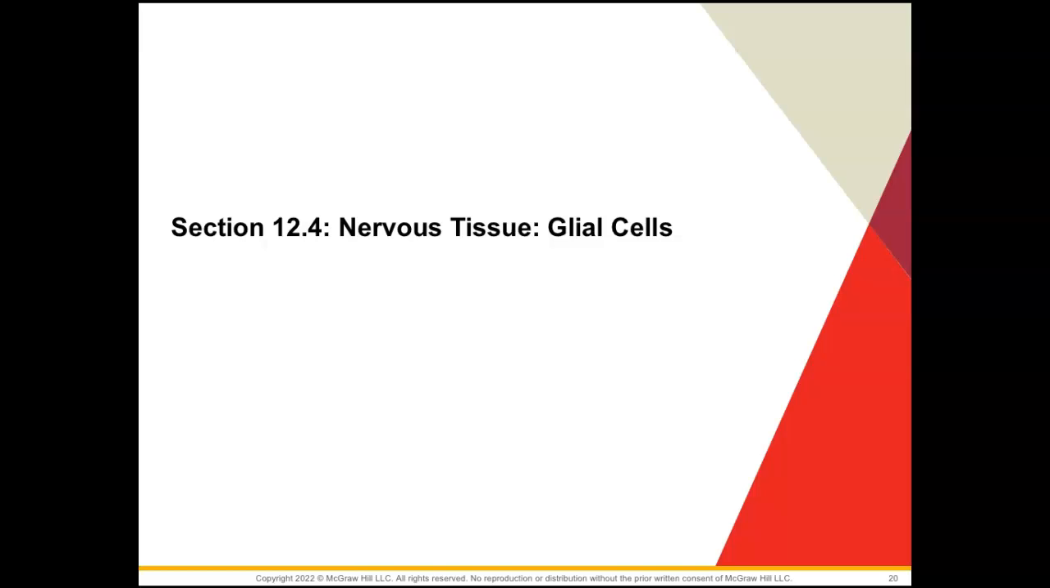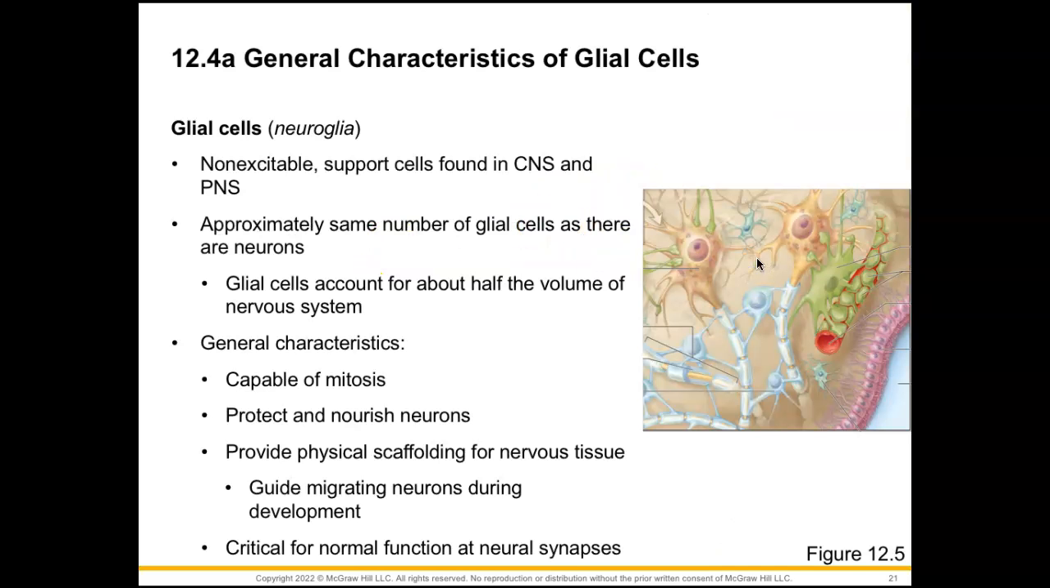Welcome to your section 12.4 lecture, which will be on nervous tissue, but this time we're going to talk about glial cells. Our glial cells are also known as neuroglia. Now these are the non-excitable support cells within our central nervous system and peripheral nervous system.